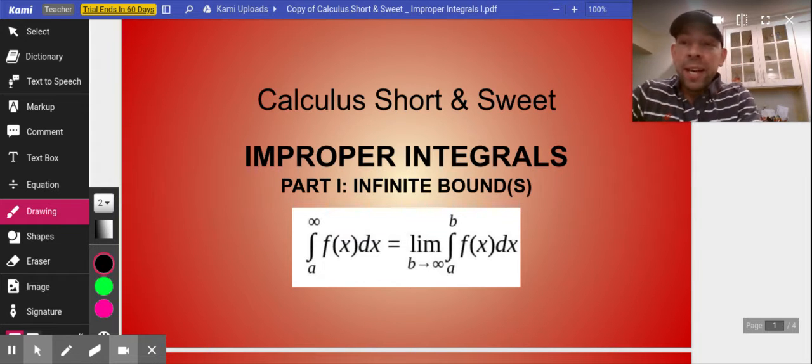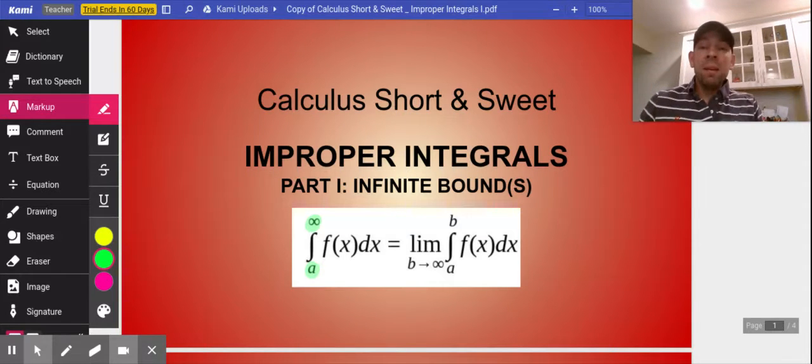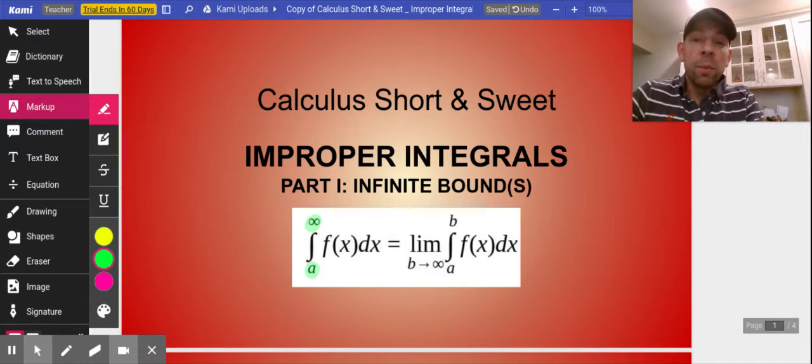So today what's going to happen is we're going to talk about what happens if we have an infinite bound here, or maybe we have negative infinity here, or maybe you have a combination of both of them. And basically the process is the same no matter where you see that infinity sign. We're going to rewrite the definite integral in terms of a limit.